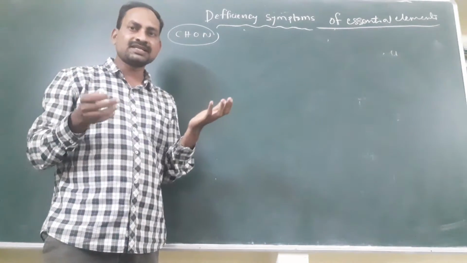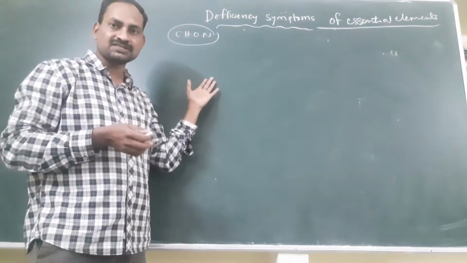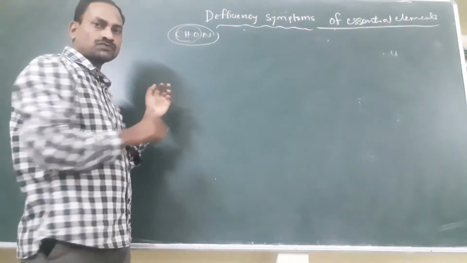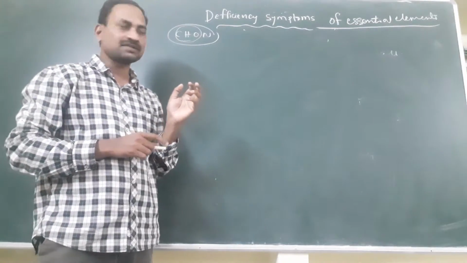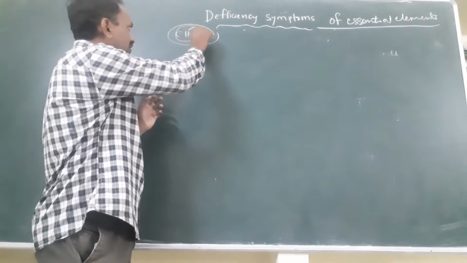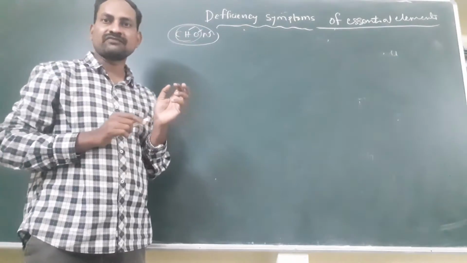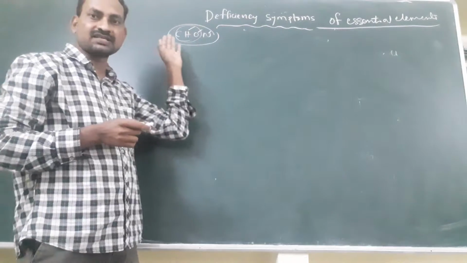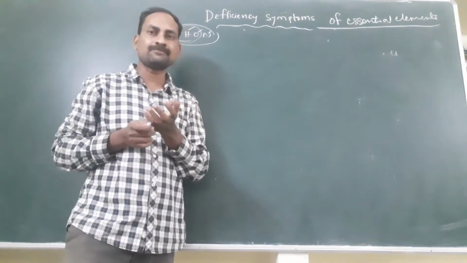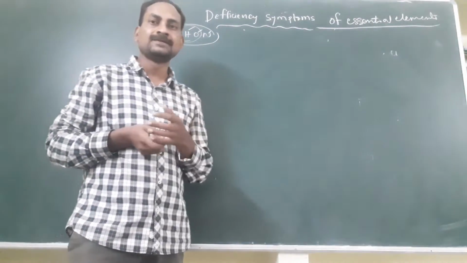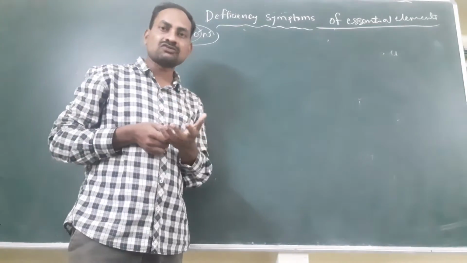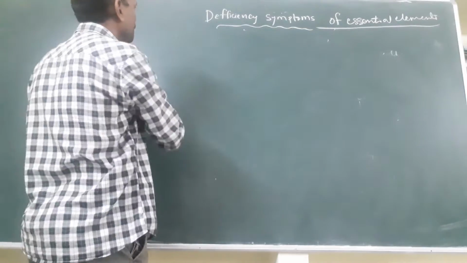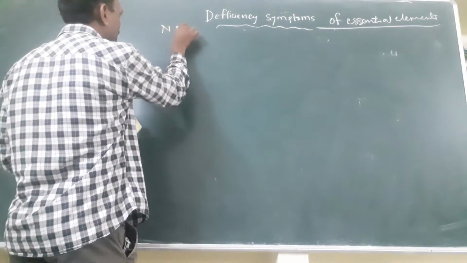Generally there won't be any deficiency of these elements, because carbon, hydrogen, oxygen and nitrogen are available in the form of gas molecules. So we are not going to discuss these elements, but the next very important elements, which are required in higher quantity, are NPK: nitrogen, phosphorus, potassium.